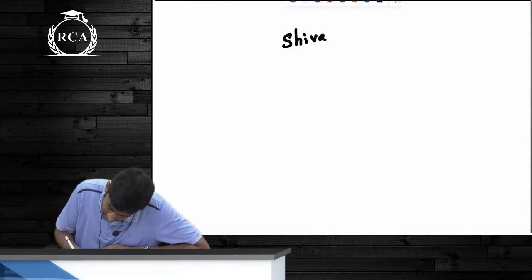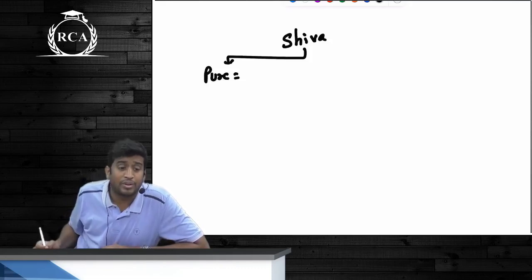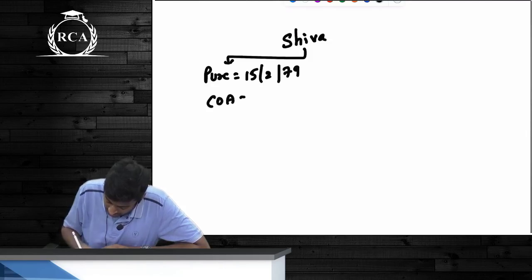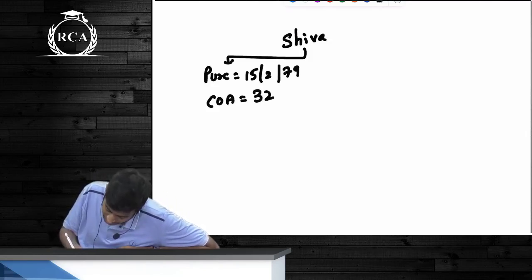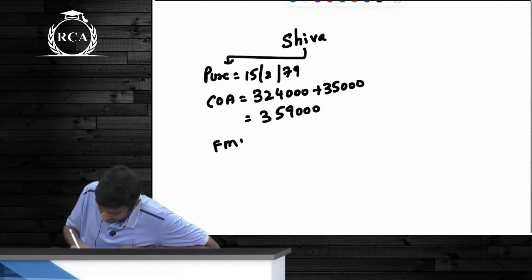Shiva purchased, when? You see the problem. 15th Feb 1979. What is COA? 3 lakh. 3 lakh plus what is the registration charges? Plus 35. Total it, 3 lakhs 59. Correct. What is FMV as on 1/4/2001 given?